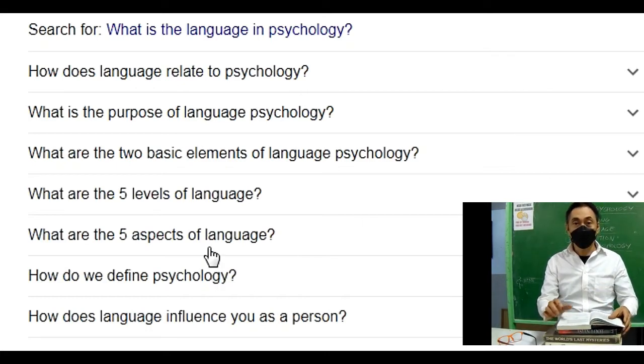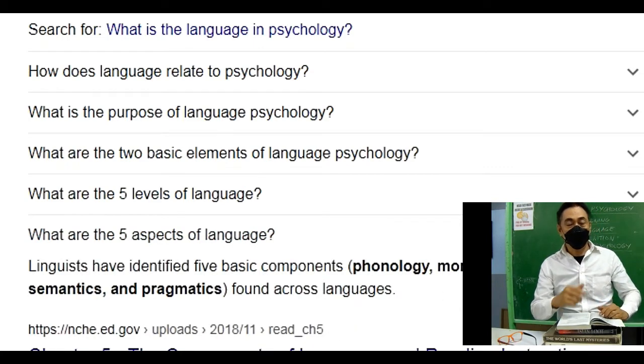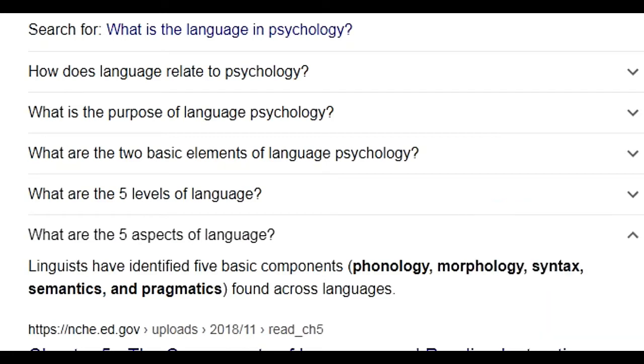Now let's go to the 5 aspects of language. What are the 5 aspects of language? Linguists have identified 5 basic components: phonology, morphology, syntax, semantics, and pragmatics. Those are the 5 aspects of language.